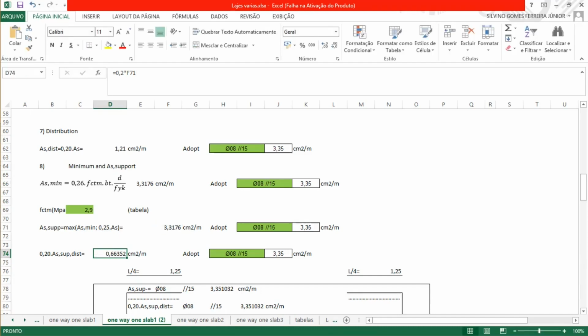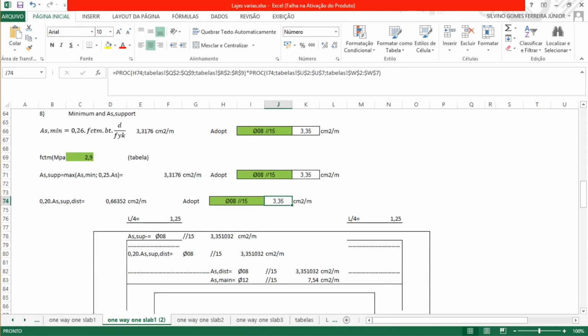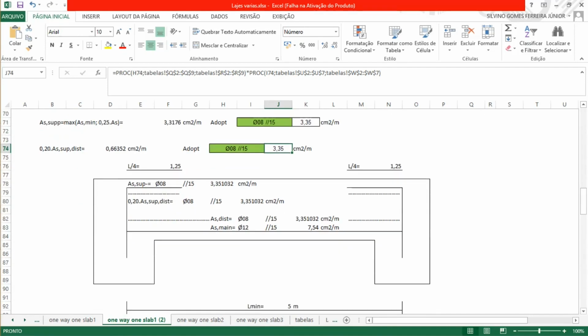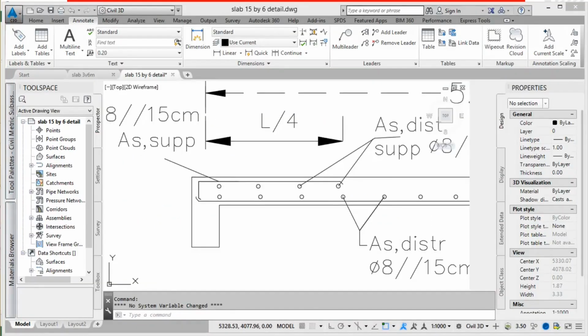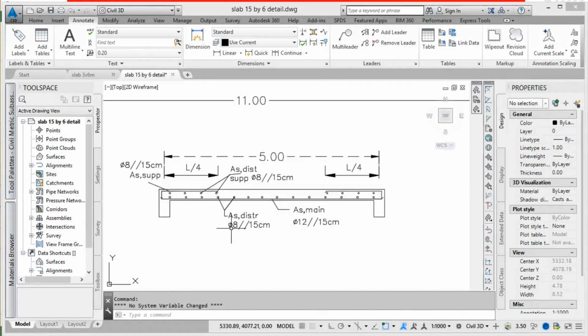20% of what we calculated for the reinforcement on support, which gives us a very small quantity, but I like to adopt the minimum value. So I maintain diameter of 8 spaced by 15, that is 3.35, and we get this result. Here the main reinforcement, the distribution bars, the reinforcement on support and the distribution of the support. You can see here.